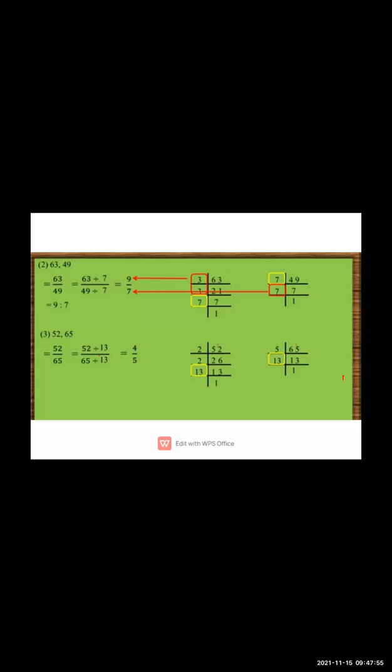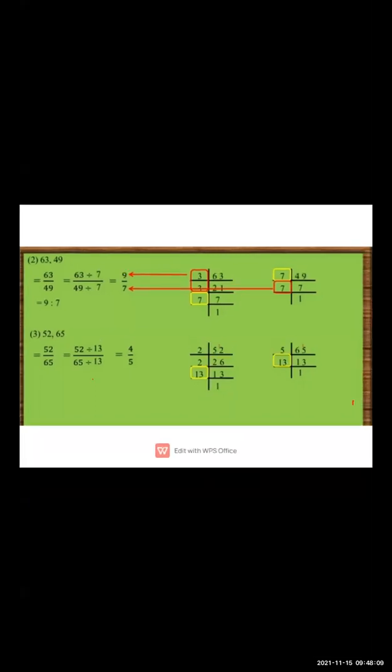Next question is 63 and 49. So here what we will do, first we will put it in a ratio method. It is 63 upon 49 is equal to. Now by which number we have to divide, that we don't know. So we will use the factorize method, that is 63.